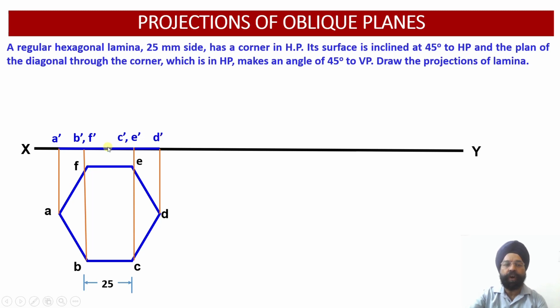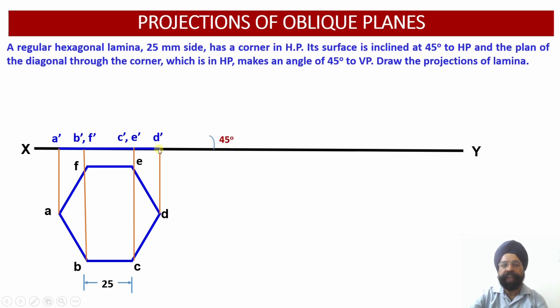So the front view of this lamina happens to be an edge view. Since this lamina is contained by the horizontal plane, it is perpendicular to the vertical plane. And since it is perpendicular to the vertical plane, the projection in the vertical plane, in the front view, will be an edge view of the lamina. Having obtained the edge view in the front view, now we need to incline the surface of the lamina at an angle of 45 degree to the horizontal plane. So let us do that.